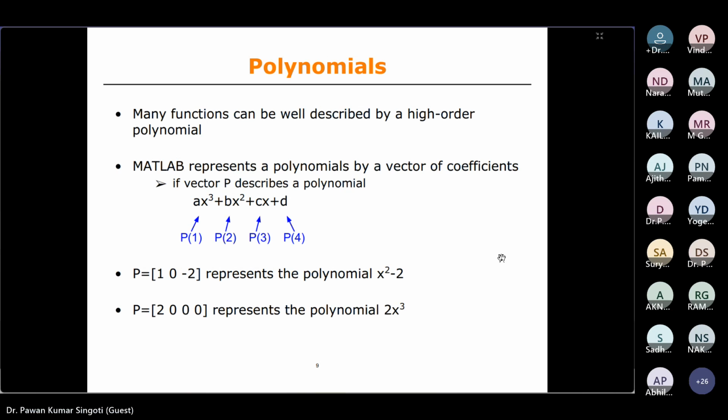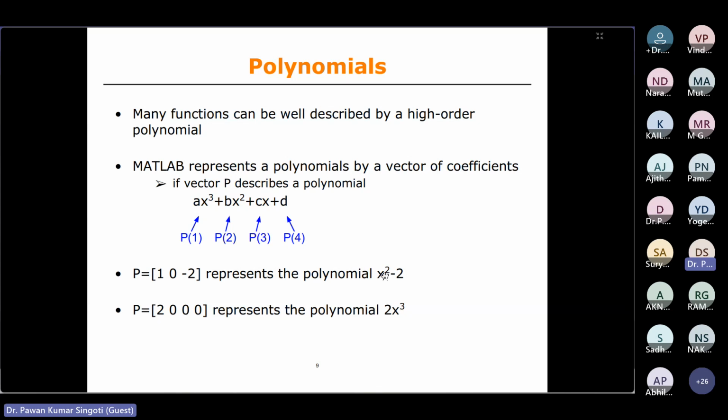Now, polynomials. If I want to solve higher order polynomials, how will we solve? Any function can be described as a higher order polynomial. One is shown over here, ax cube plus bx square plus cx plus d. So the first place will be p1, and this will be the coefficient, this will be p2, then p3 and p4. In this case, you can see this polynomial x square minus 2.